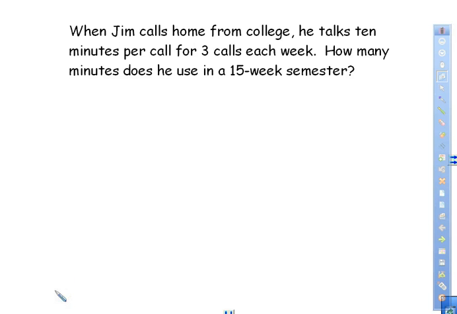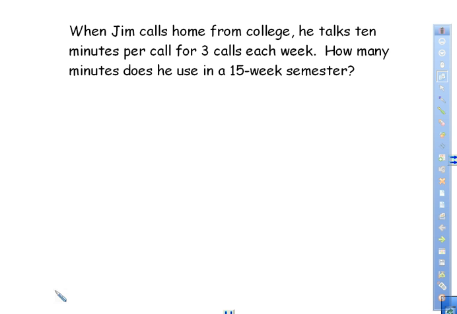All right, this is the Chapter 1 review, and what I want you to do is go ahead and copy this information down and then solve the problem, and we will check for understanding. So go ahead and hit pause and solve.